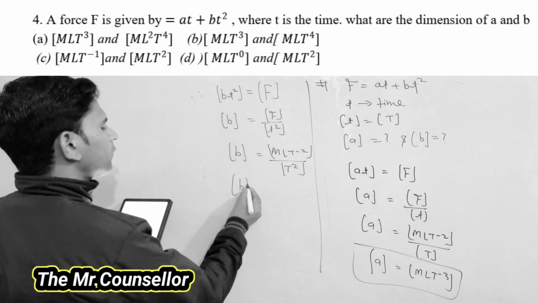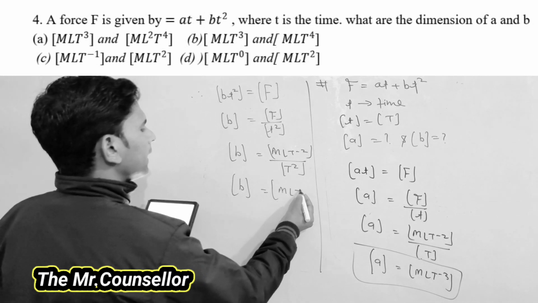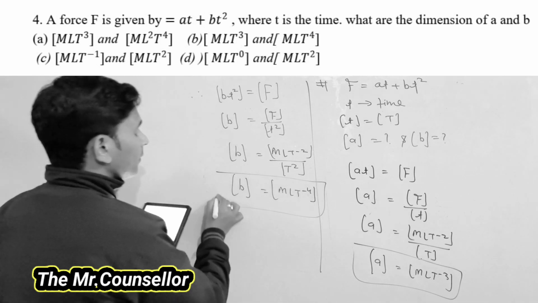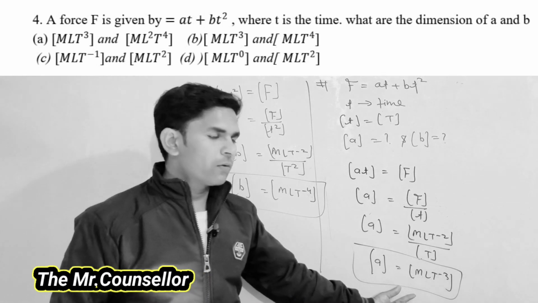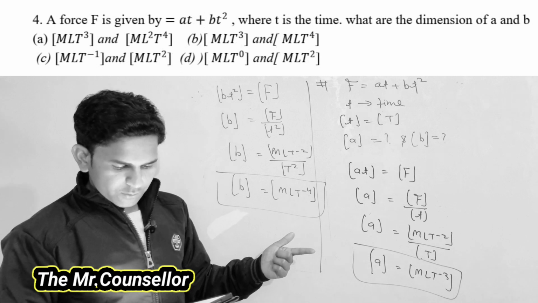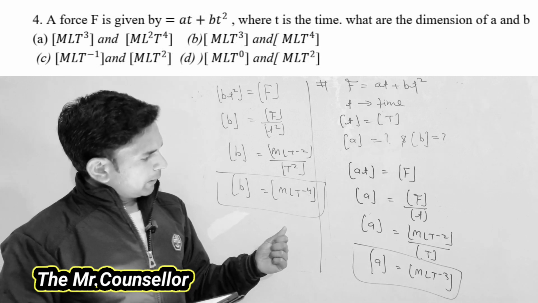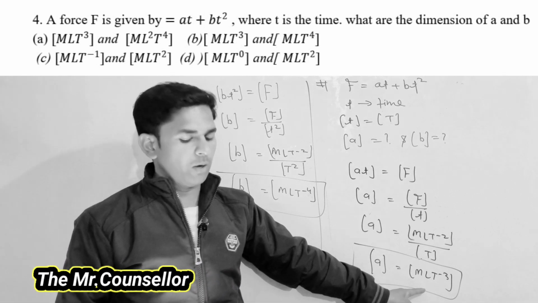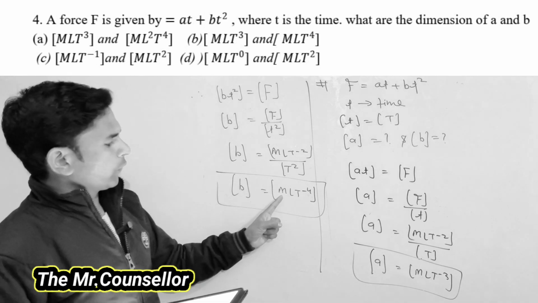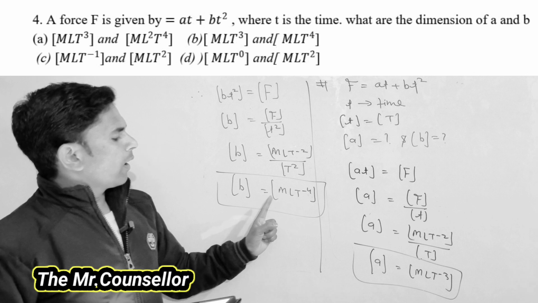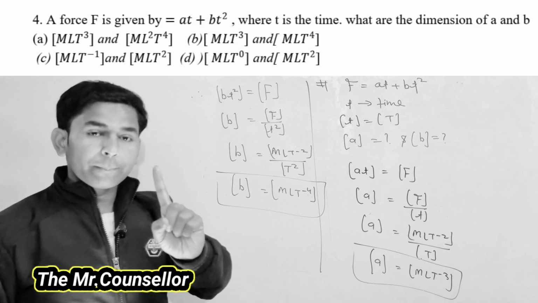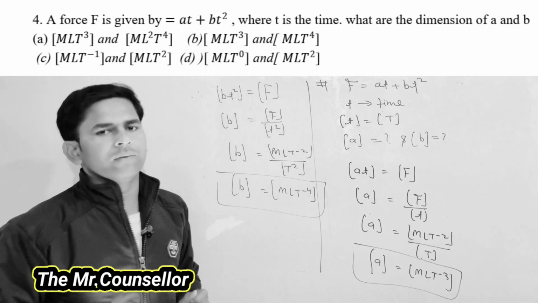Now the dimensional formula of B is equal to ML, and T square will come upside, so minus 2 minus 2, minus 4. This is the dimensional formula of B and this is the dimensional formula of A. Now check which option is correct. Option B has MLT^-3 for A and MLT^-4 for B. So option B is the right answer of this given question.